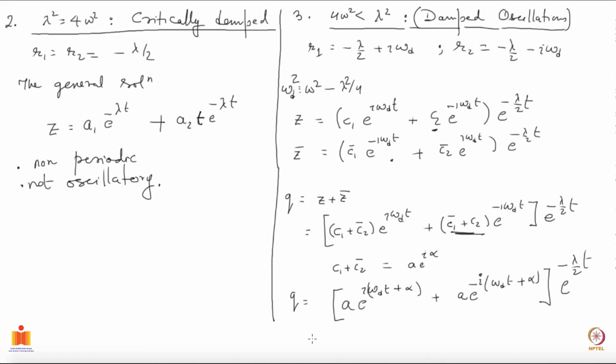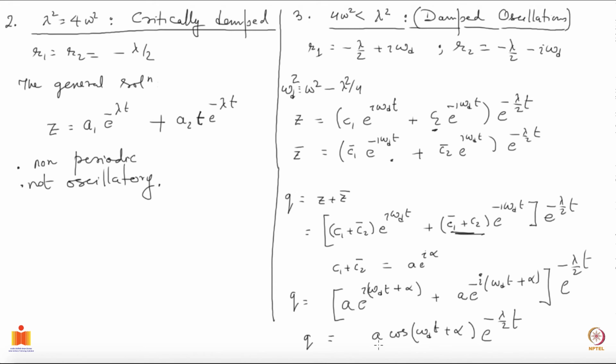Which is nothing but, so I can write down my solution q as a cos omega d t plus alpha, times e to the minus lambda over 2 t. That's our most general solution. Here again I'm absorbing all the overall factors of 2 in the constant a. Okay, so this is the most general solution.